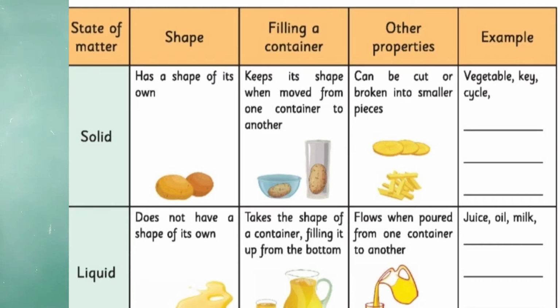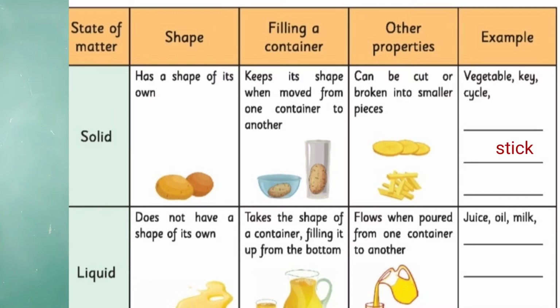Okay, next, what are the other properties? Yes, it can be cut or broken into smaller pieces. Right? Now if we take a potato, we can cut it and we can change its shape. Now if it is a stick, we can break it, isn't it? Then its shape changes, its length reduces, right. So we can cut it or break it to change its shape, that is the other property. Next example, they have given vegetable, key, cycle. So one more example we can write as stick.